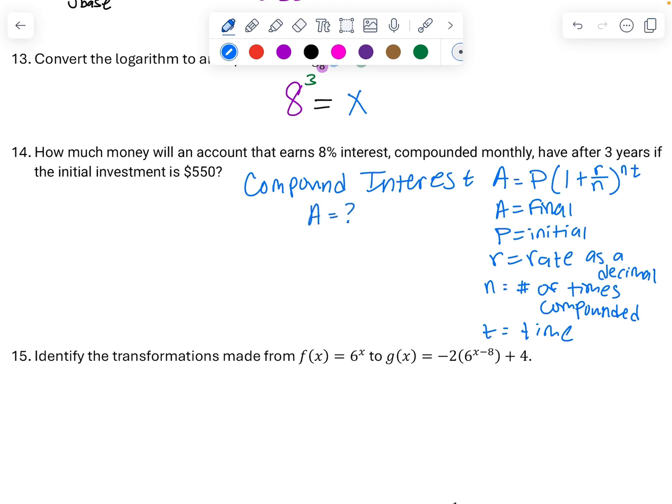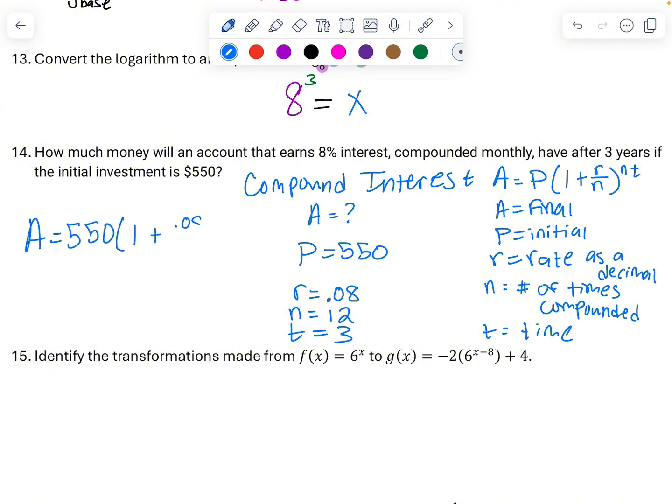It tells us we earn 8% interest, so our rate is 0.08 because we have to transfer that to a decimal. We're compounded monthly. There are 12 months in a year, so N is 12. T is 3 because it's telling us time is 3. And our initial, so P, is 550. From there, I just plug it into my equation. I don't know what A is. 550 is my P. 1 plus 0.08 divided by 12 raised to the 12 times 3. And from there, that's just a calculator problem.